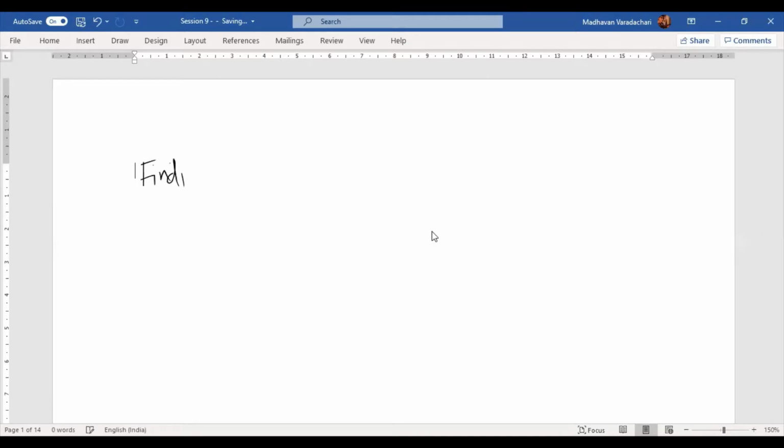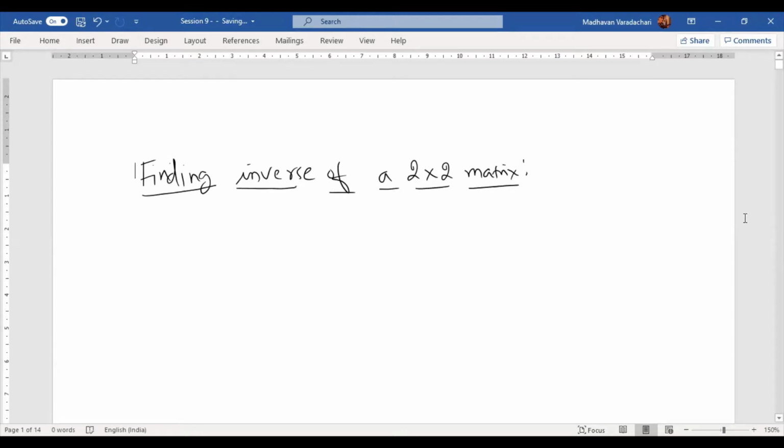Finding the inverse of a 2x2 matrix. Finding an inverse of a 2x2 matrix is relatively easier than for higher order matrices. So let us understand how we do it.